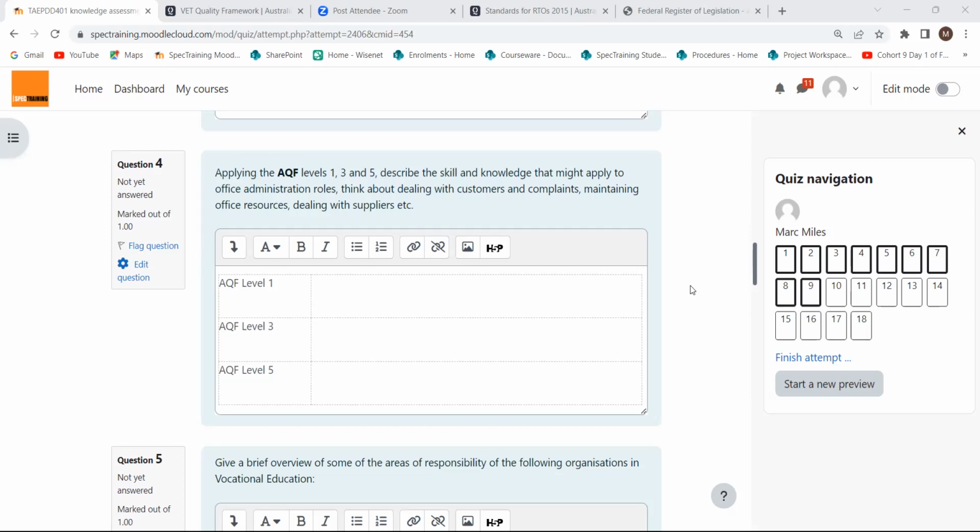Level 5 is diploma level, and that's where we're looking to define and create policies and procedures. At AQF level 5, we're really focused on the organization as a whole. So we could actually be creating policies and procedures, maybe leading staff meetings, maybe actually negotiating contracts with other suppliers.